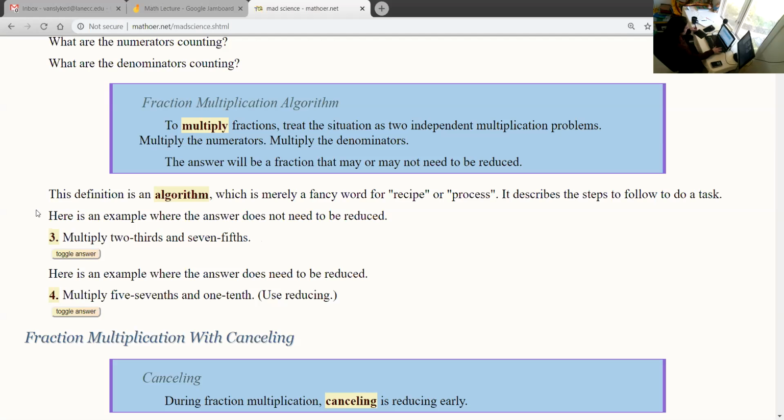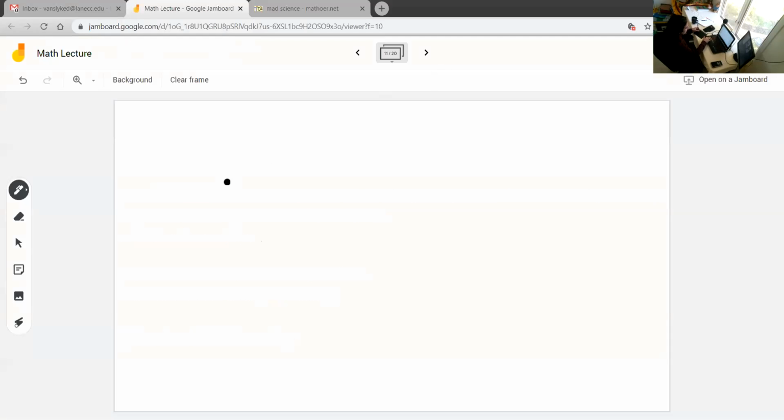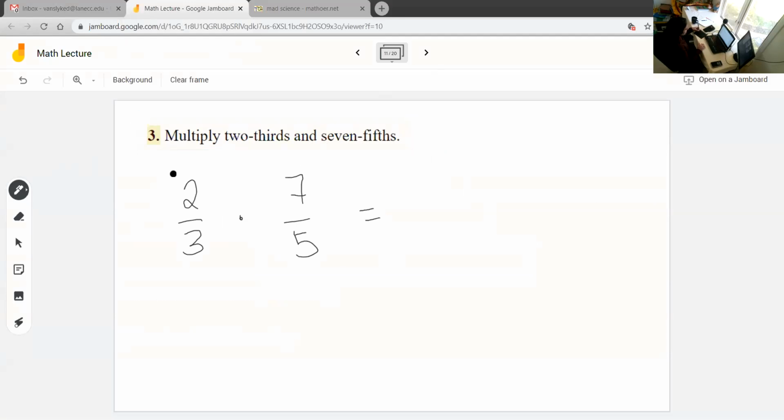Okay, let's do a problem the real way and not worry about the pictures that are messing us up. So 2/3 times 7/5. Multiply across the top, 2 times 7 is 14. Multiply across the bottom, 3 times 5 is 15. And we're done.